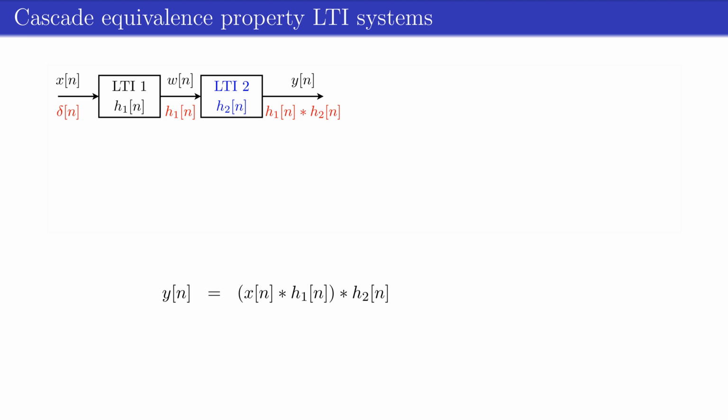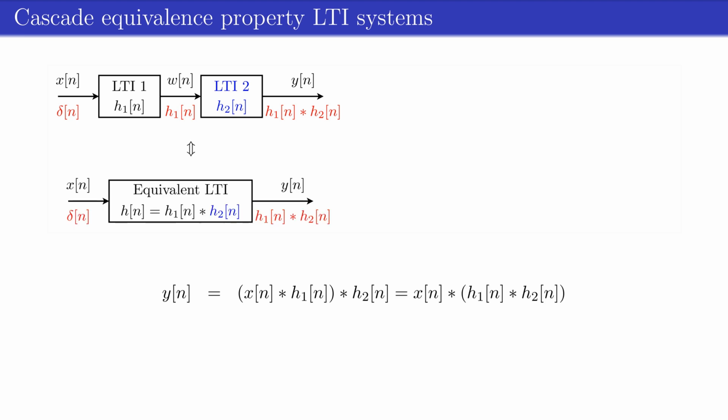This implies that there are different representations of a cascade of LTI systems. This can be shown as follows. Assume we are given the cascade of two LTI systems with impulse responses h1[n] and h2[n] respectively. In the first representation, the output y[n] is obtained by first convolving x with h1 and after that convolving the result with h2.